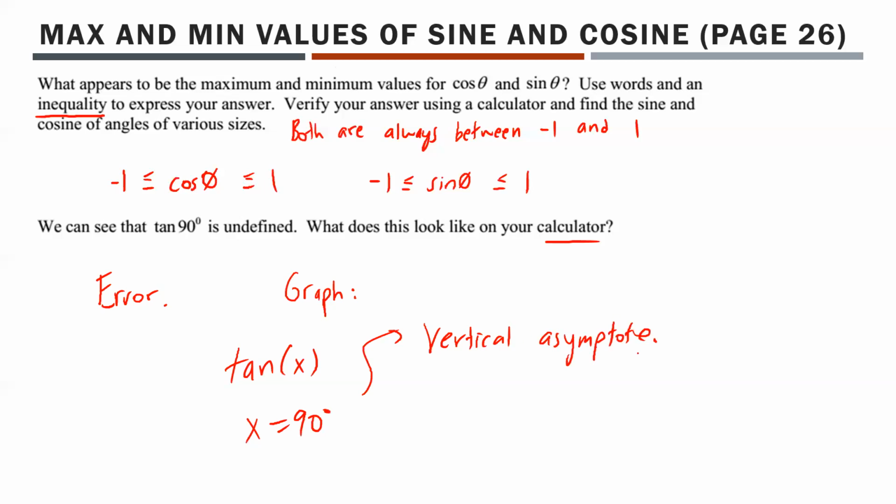That'll be more important much later on. We don't need to worry about that right now. Just understand that tan 90 is undefined. And again, it's undefined because tan theta equals y over x. And at 90 degrees on a unit circle, 90 degrees right up here, x equals 0, right? So since you're dividing by 0, you're going to have an error.